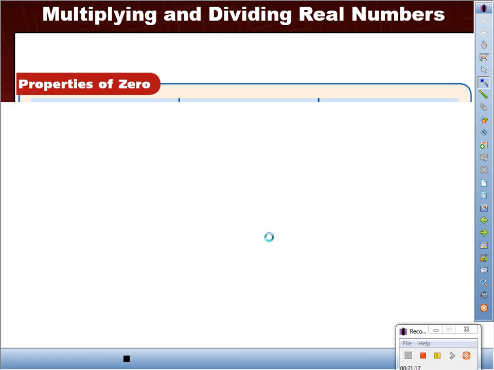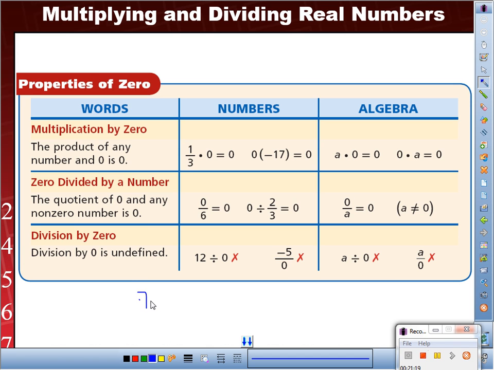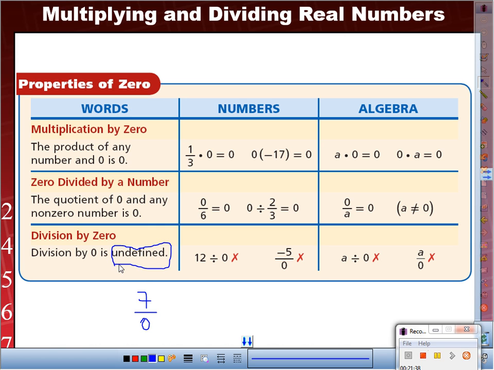When we have, let's say, 7 divided by 0, what do you notice? Where's the 0 at? In the denominator. And what did we say about the definition? That n cannot equal 0. And where's 0 at? In the denominator. That's why this is called undefined. This is the only time it will be undefined. Okay?